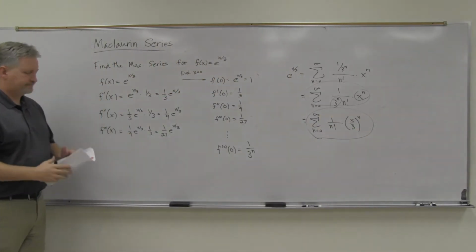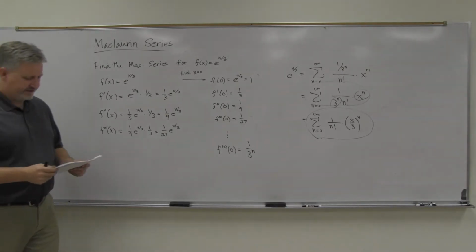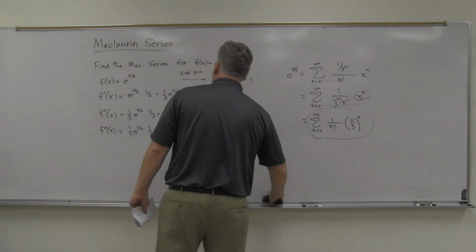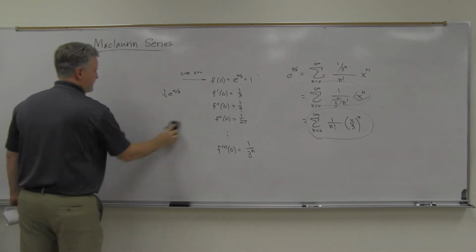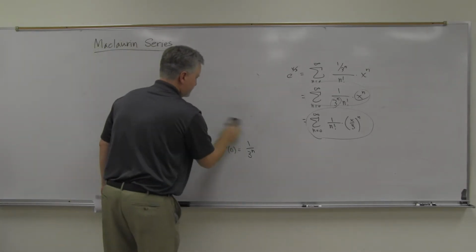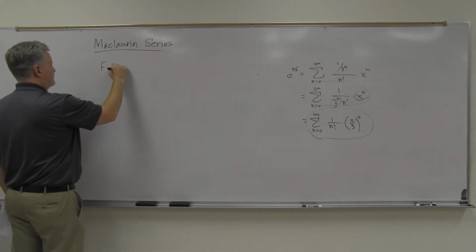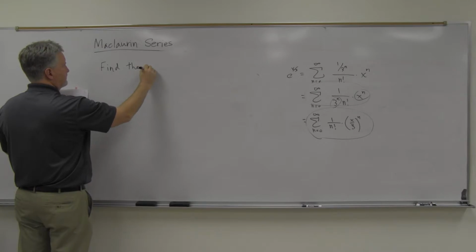All right, good with that? All right, so let's tackle the sine, because it does get a little bit tricky, the sine and the cosine one. So let's find the Maclaurin series for f of x equals sine of x.